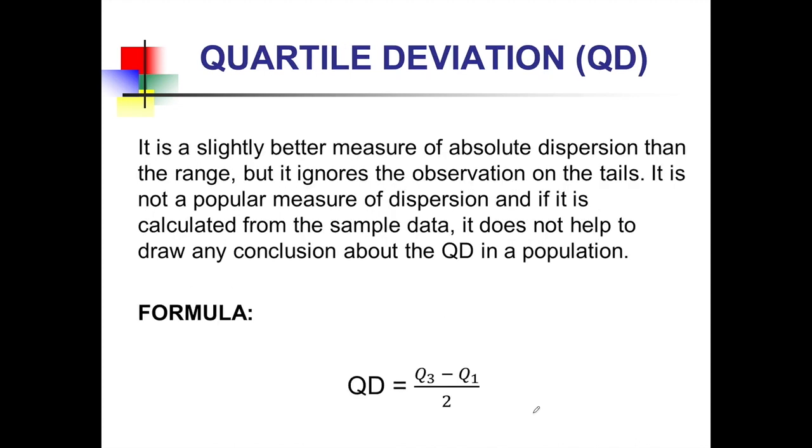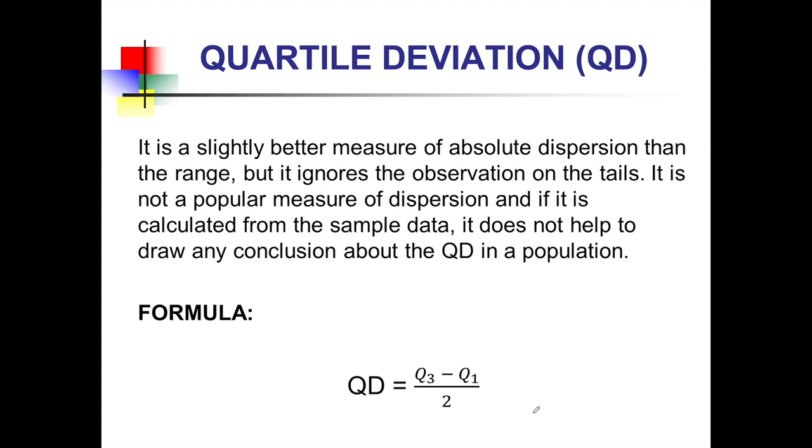Sige, next and the last one for this short presentation is the quartile deviation, or sometimes this is called as QD na lang, mas maikli. No, QD stands for quartile deviation. This is the slightly better measure of absolute dispersion than the range, but it ignores the observation on details. It is not a popular measure of dispersion, and if it is calculated from the sample data, it does not help to draw any conclusion about the QD in a population.